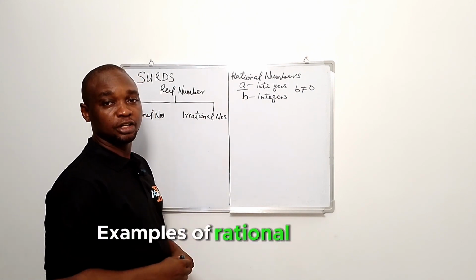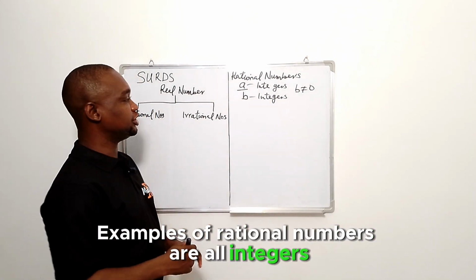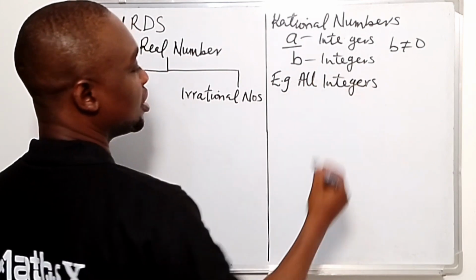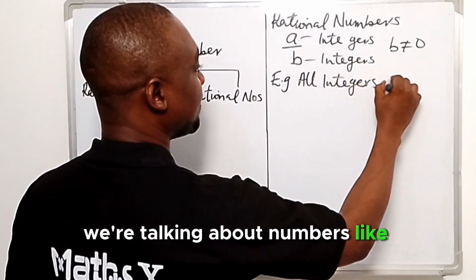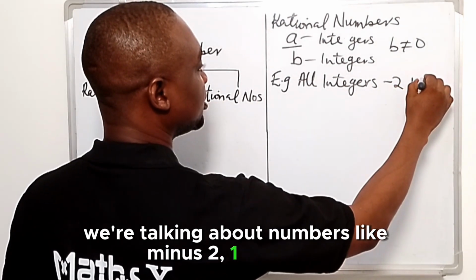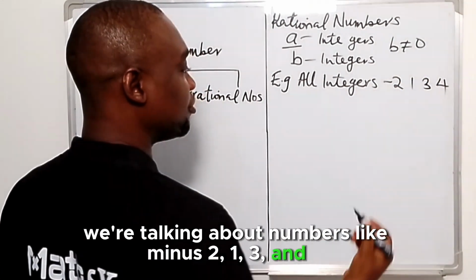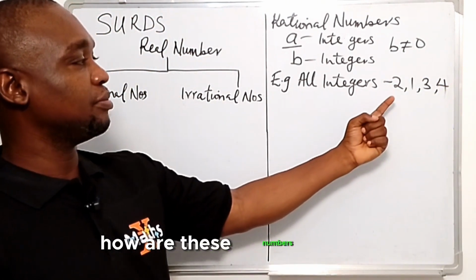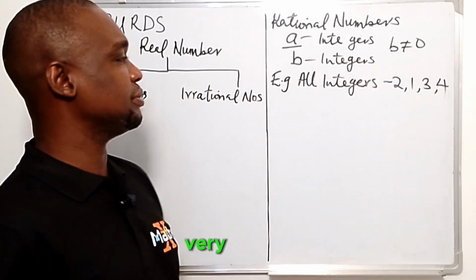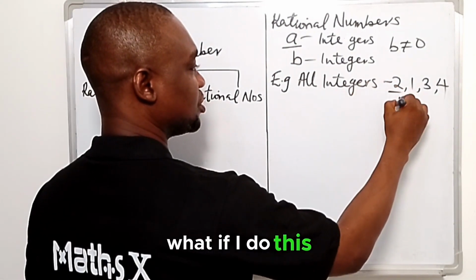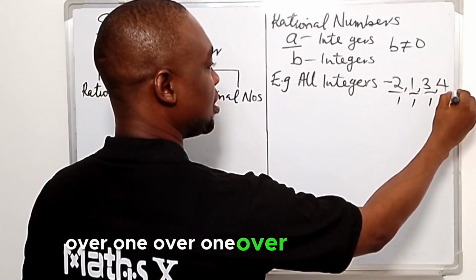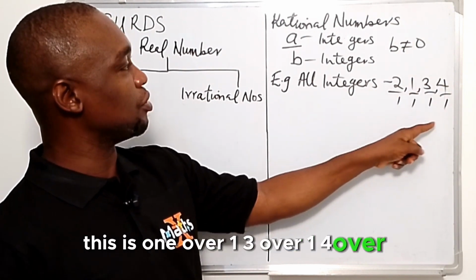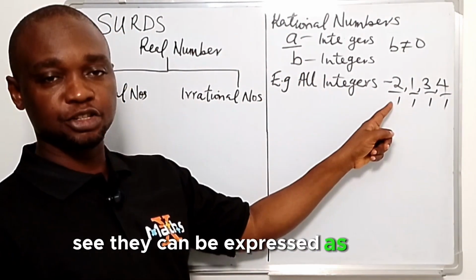Examples of rational numbers are all integers. So we're talking about numbers like -2, 1, 3, and 4. Now, you may be asking a question. How are these numbers ratios? Very simple. What if I do this? Over 1, over 1, over 1, over 1. This is -2 over 1. This is 1 over 1, 3 over 1, 4 over 1. See, they can be expressed as ratios.